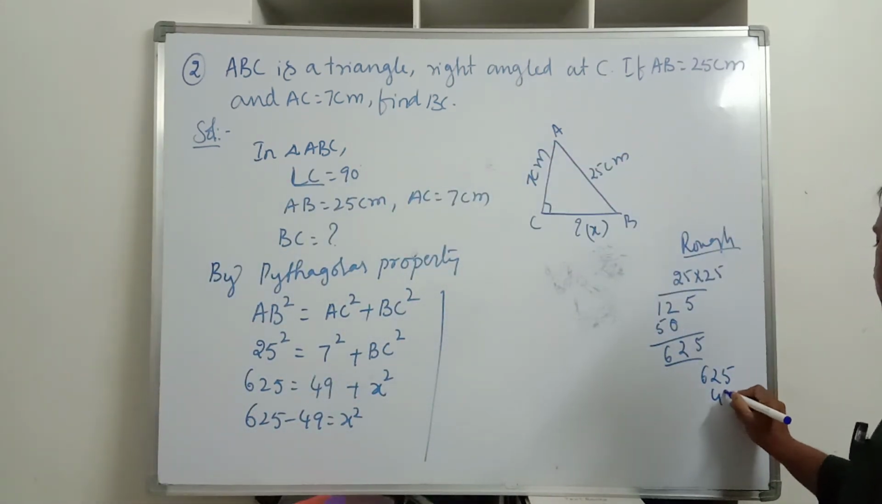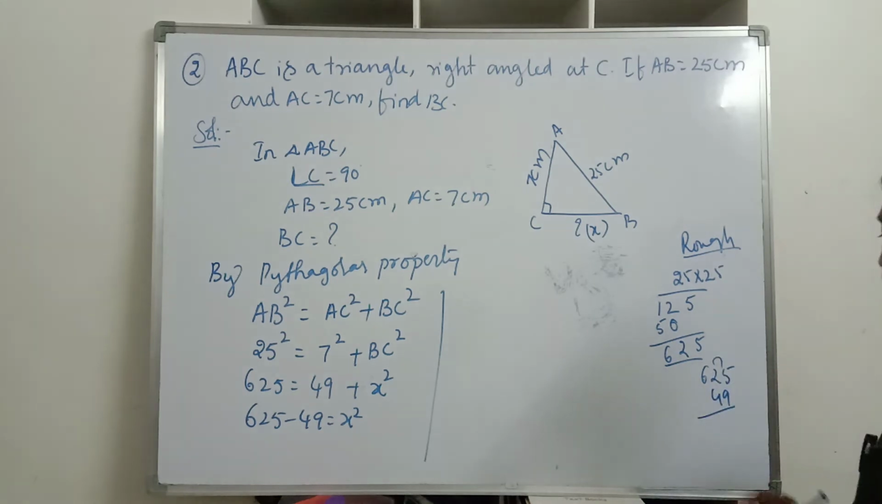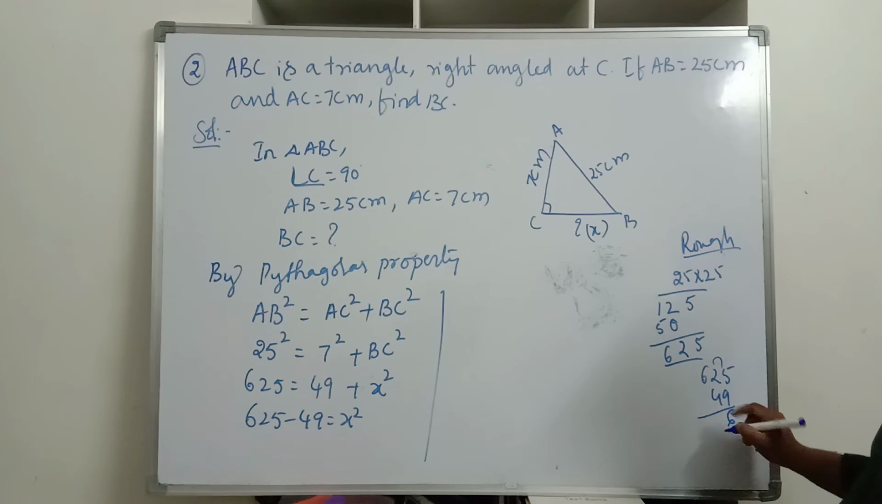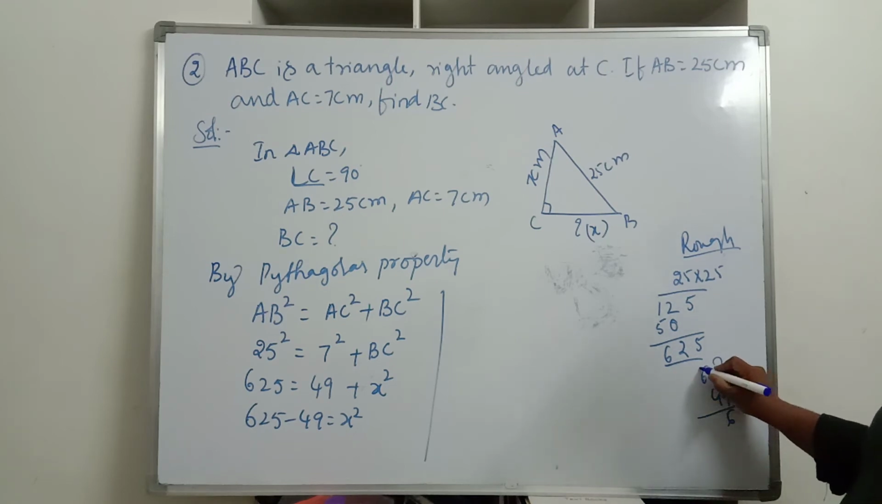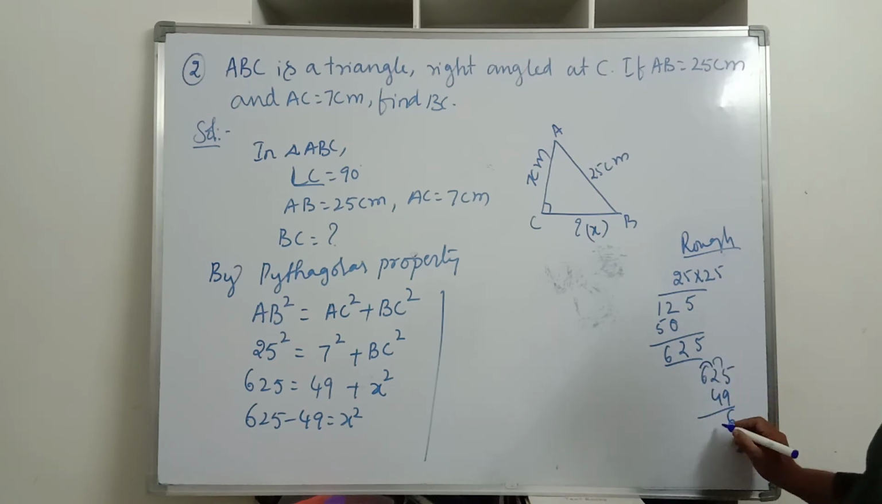625 minus 49. How much will we get? Go for borrowing, then it will become 15. 15 minus 9 is 6. What will be there here? It is 1. Again go for borrowing, 11. 11 minus 4 it is 7. Then what is left here? It is 5. We will get 576.